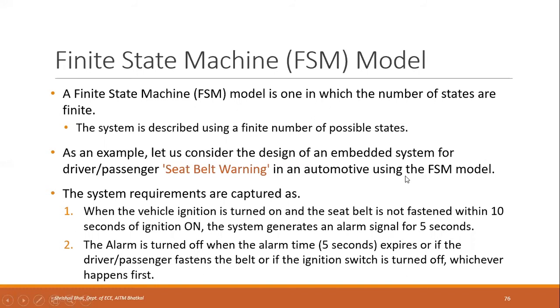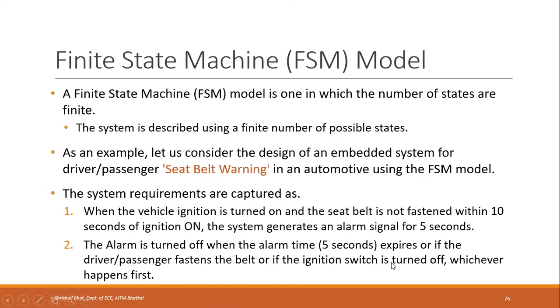There is another condition when the alarm can stop: when the driver turns off the engine or the ignition is turned off, the alarm should go off, whichever happens first. So these are the requirements. When the vehicle ignition is turned on and the seat belt is not fastened within 10 seconds of ignition on, the system generates an alarm signal for 5 seconds. The alarm is turned off when the alarm time of 5 seconds expires, or if the driver or passenger fastens the belt, or if the ignition switch is turned off, whichever happens first. I hope it is clear.